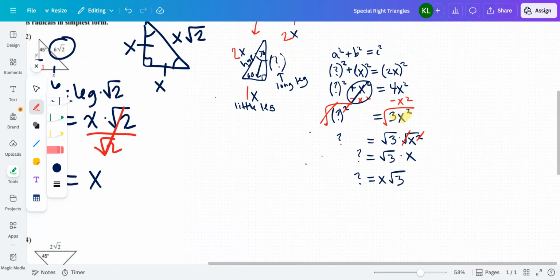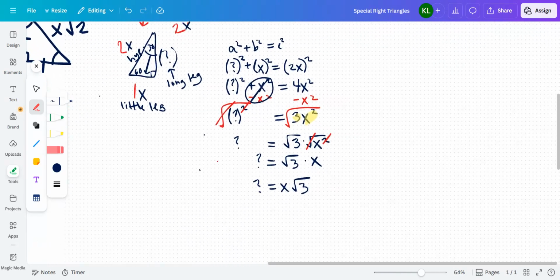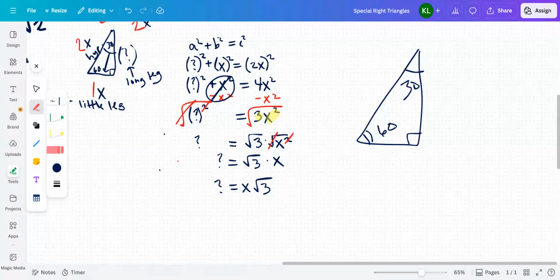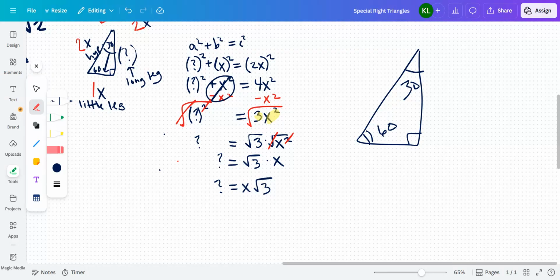So all of that algebra is necessary so we can prove the relationship between the sides of our 30-60-90 triangle. We know that our hypotenuse is twice as long as that little leg, so it's 2x, and our little leg is just 1x. And then using the Pythagorean theorem, we were able to prove that that long leg is x times the square root of 3.